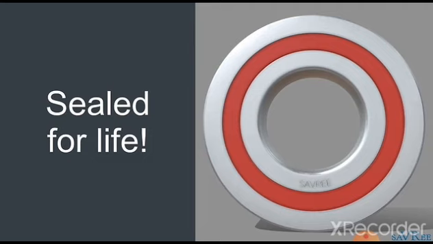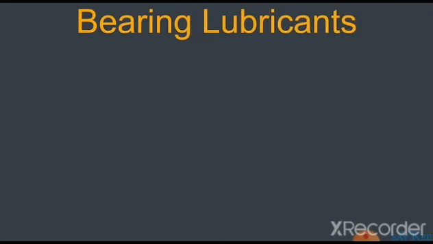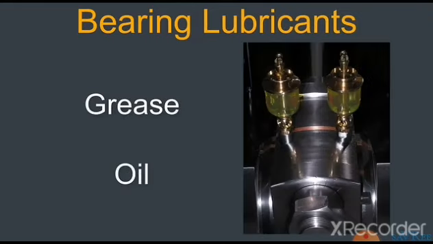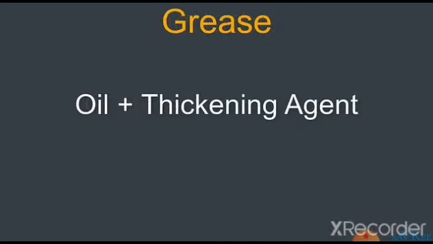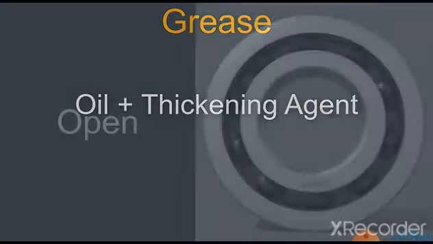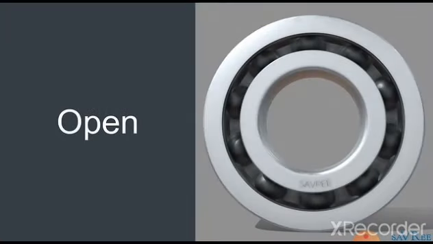The lubricant housed within the sealed area is used to lubricate the bearing until the bearing no longer functions or is replaced. Typical lubricants for anti-friction bearings are grease and oil. Grease contains oil, although a thickening agent is added to make the lubricant adhere to the bearing's internal surfaces. Thickening agents are usually soap or non-soap based. When an anti-friction bearing has no shield and no seal, it is classed as an open bearing.